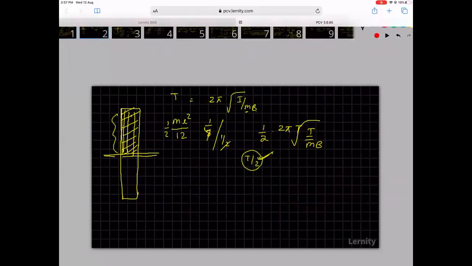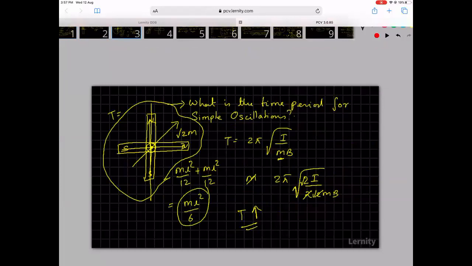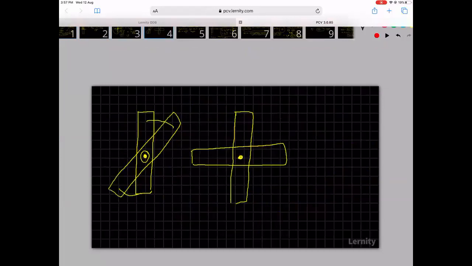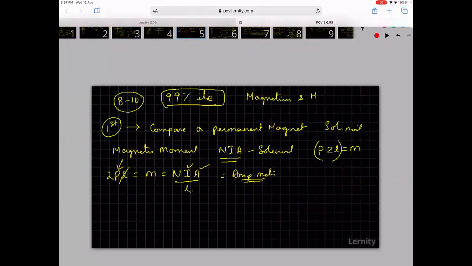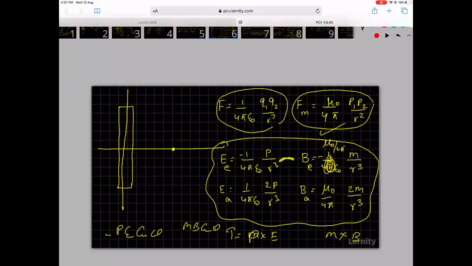Second slide, third slide, fourth slide, fifth, sixth.